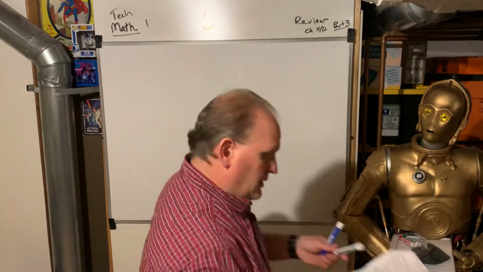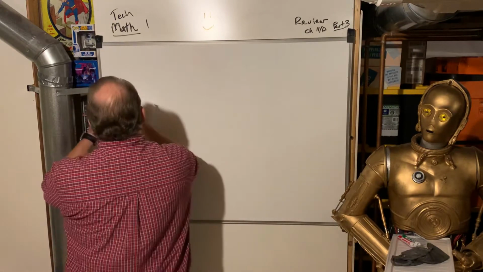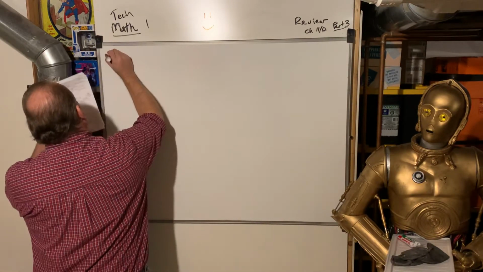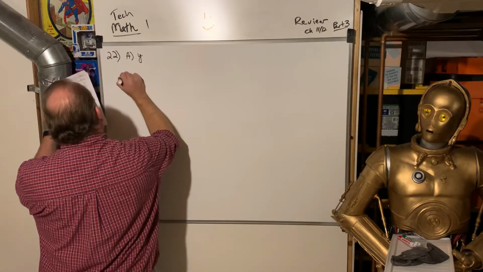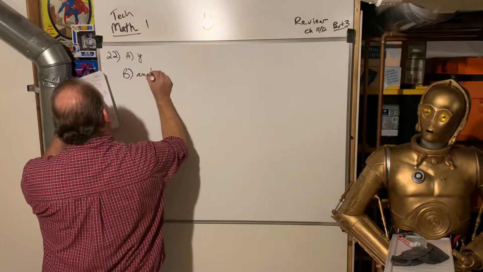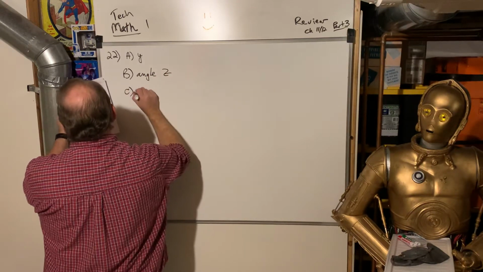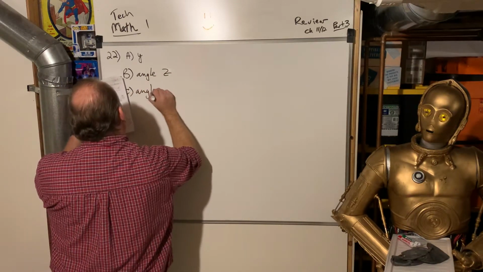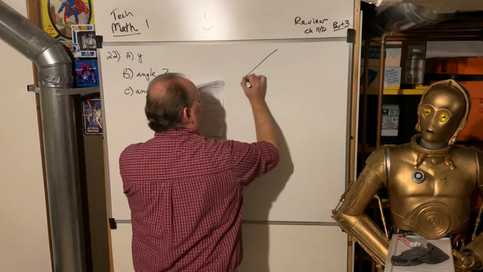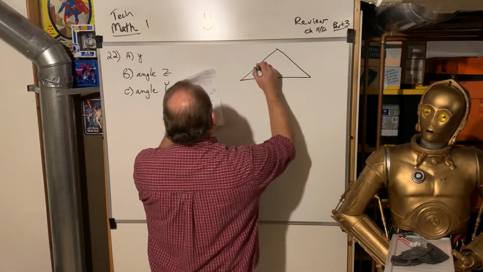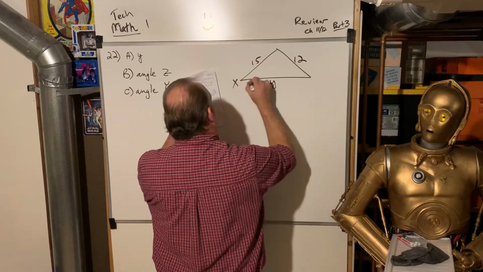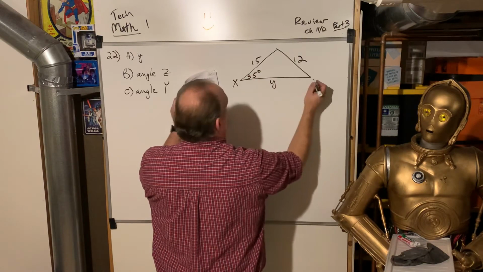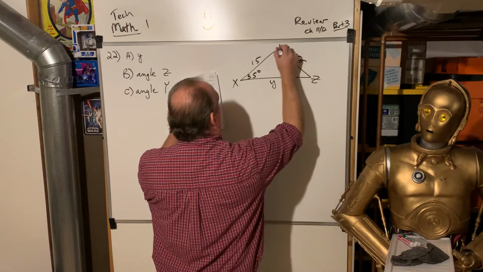Okay, so let's continue on to this one, number 22. They said find y, side y, find angle z and angle y. And they gave us this figure. This is 15, and this is y, and this is 12, and this is x, and this is 35, and this is z, and this is y.